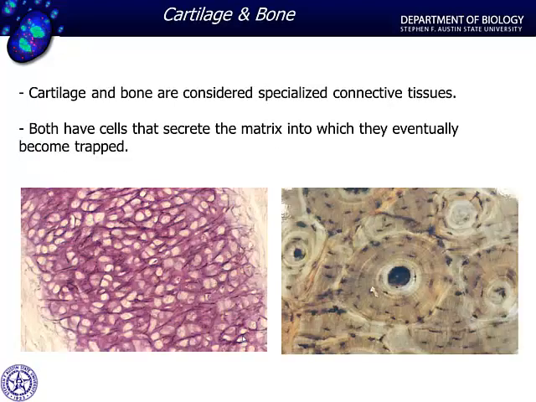Now, we've already mentioned that cartilage is a specialized connective tissue, and this is going to be a structural kind of connective tissue. And cartilage and bone are both related. They're going to be cells that secrete a matrix and surround themselves and eventually get trapped inside this little pocket that we're going to call a lacuna in both of these. We see cartilage here on the left, and we have our bone here on the right. We'll be covering this in a subsequent podcast.